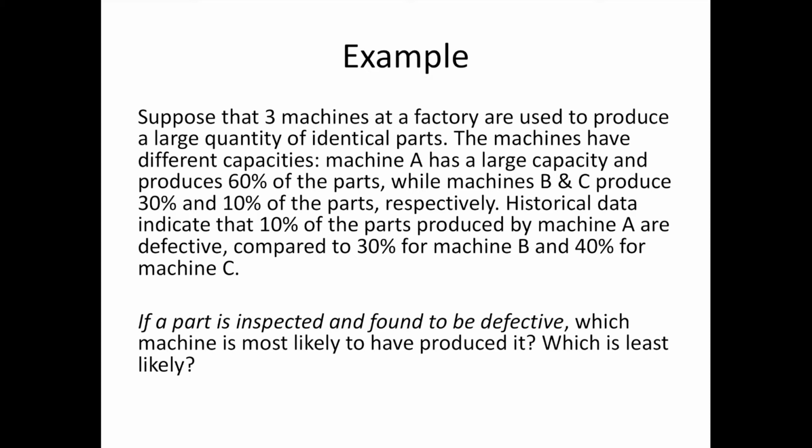A, B, or C? Based on our historical data, we see that machines B and C are more prone to producing defective parts. However, machines B and C don't have the capacity that machine A has. So pause the video here and take a guess at which machine is most likely to have produced a defective part.